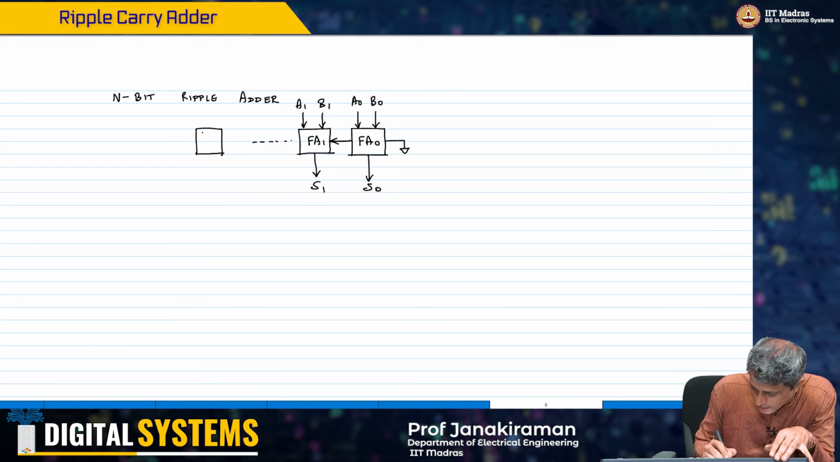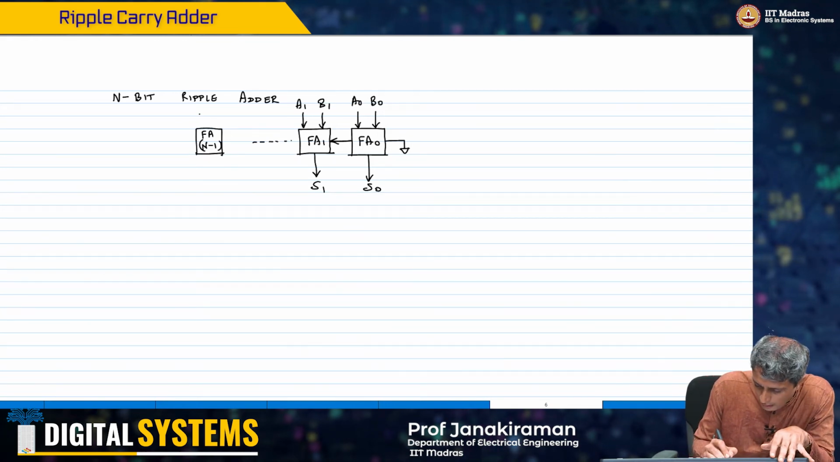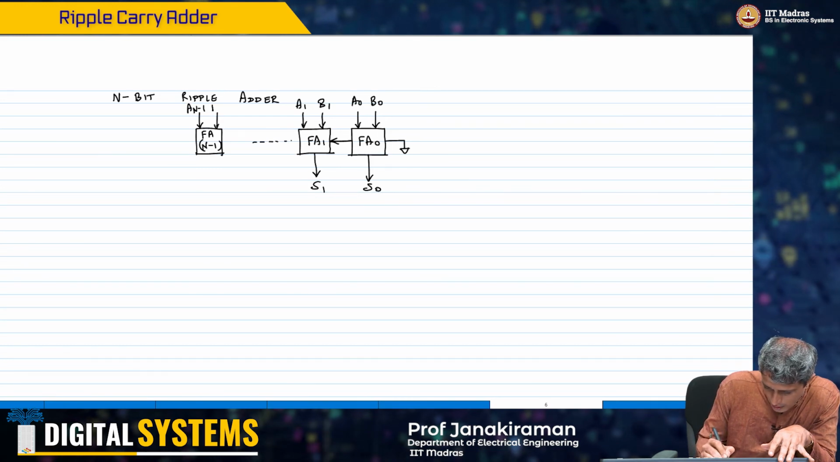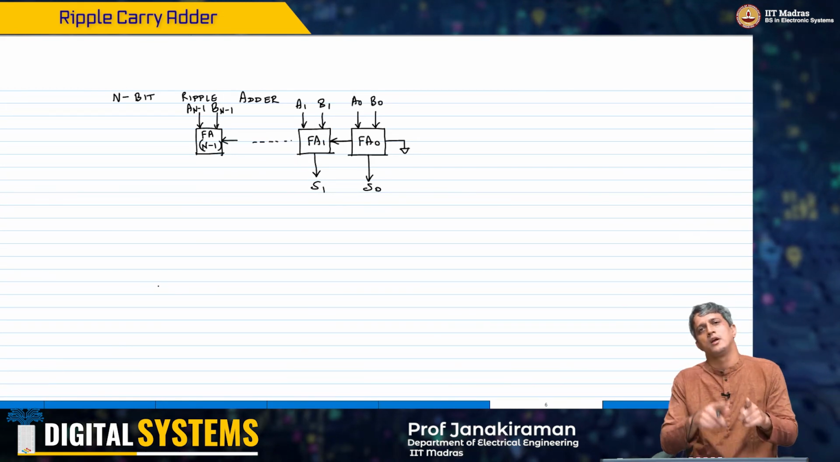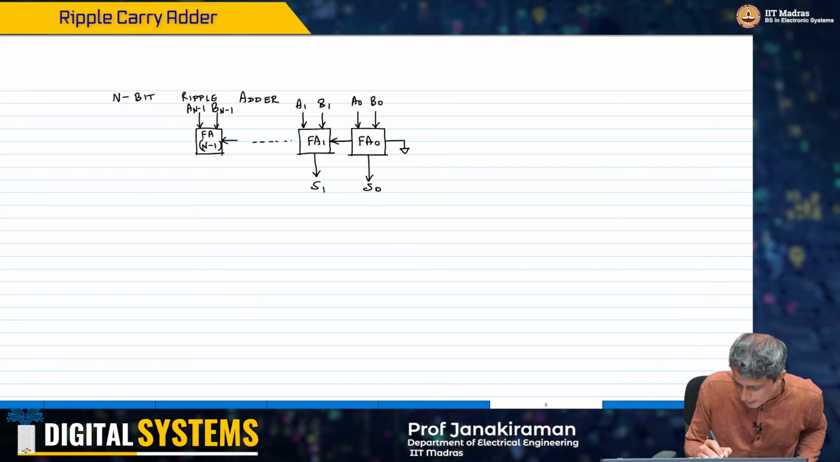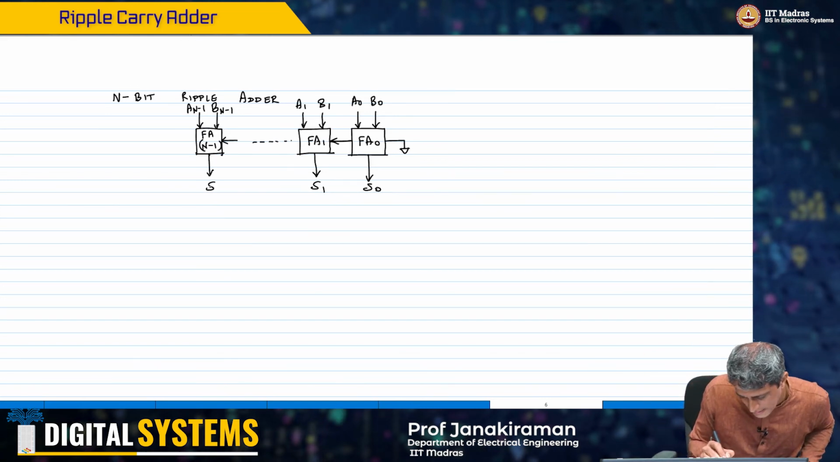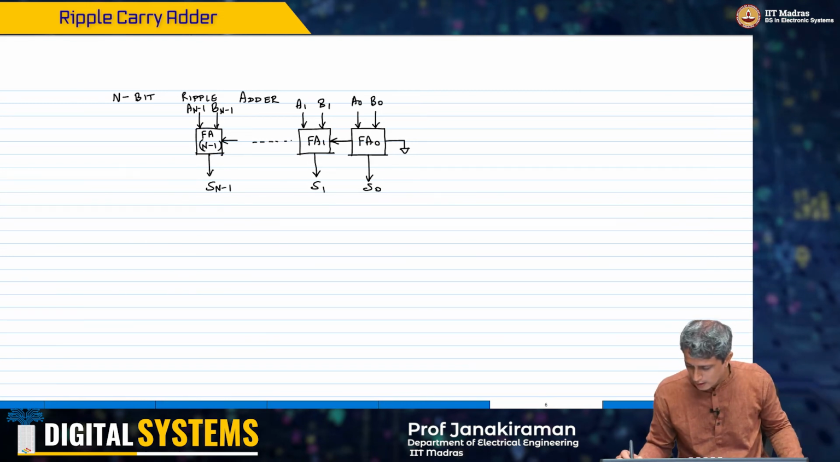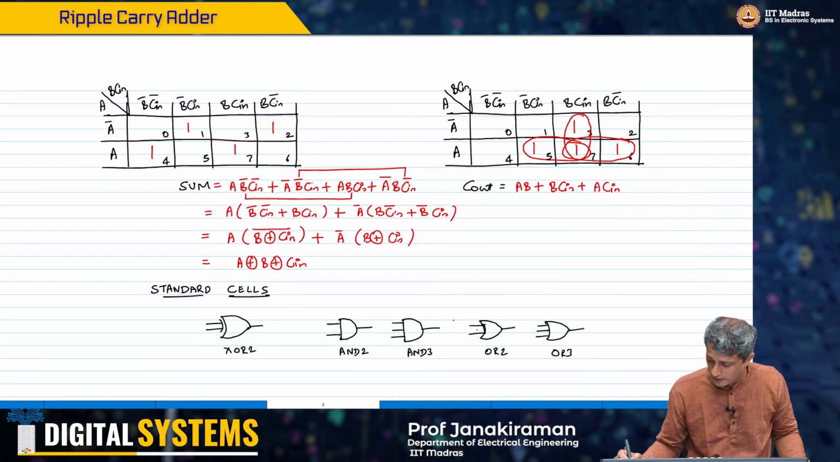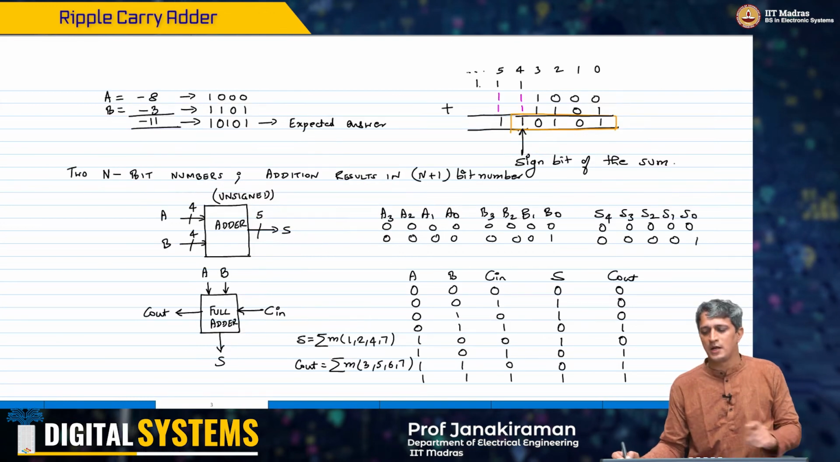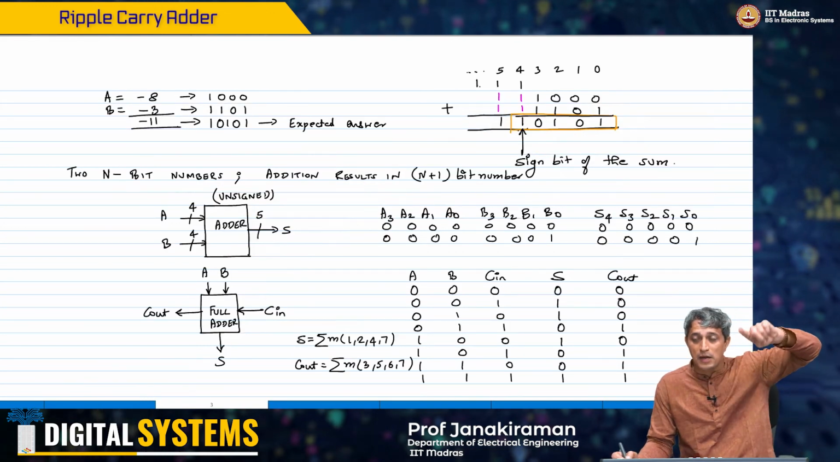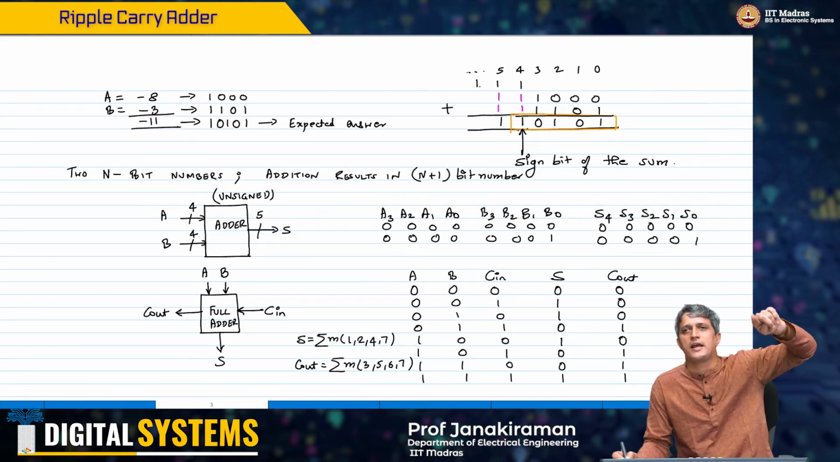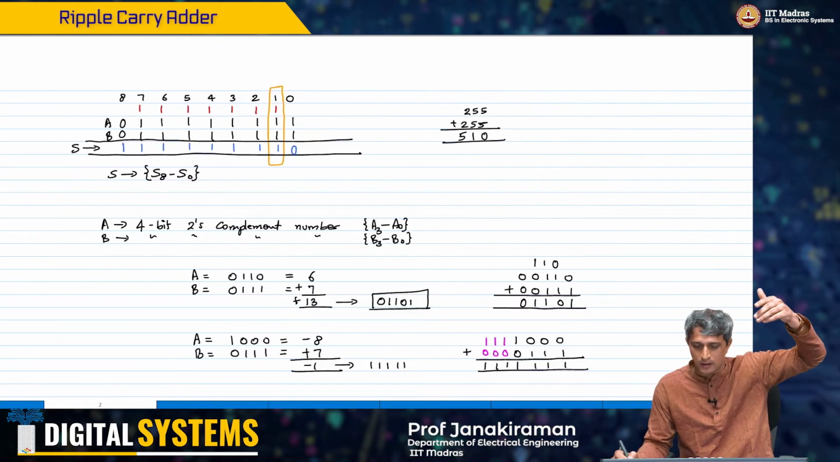This is FA n minus 1, because it's an n bit adder. A n minus 1, B n minus 1, and the carry is coming from the n minus 2 adder position, and this will give you S n minus 1. If you go back to the example that we did for the full adder, the n plus 1th bit of the sum always came as the carry out of the last stage.